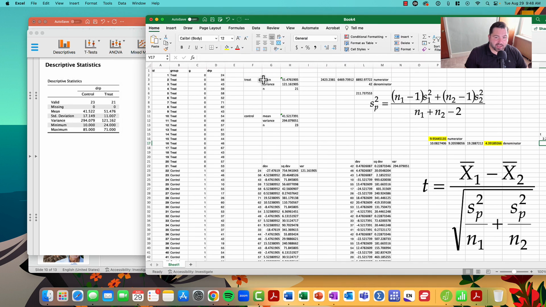If we first look at these data, which are the means and the standard deviations, you can see that the mean of 51.476 matches the mean for the treatment group. Similarly, the mean of the control group of 41.522 is also matched. If we look at the variance, you can see that the 294.079 matches the variance for the control group that we have in Excel, and the 121.162 we calculated in JASP also matches the values that we have in Excel. So when things match, that means you're on the right track here.